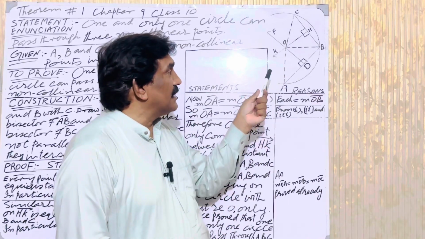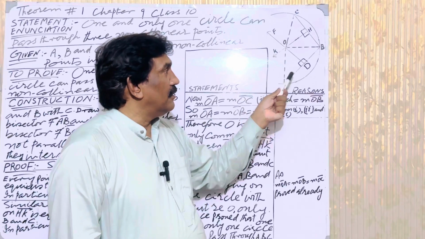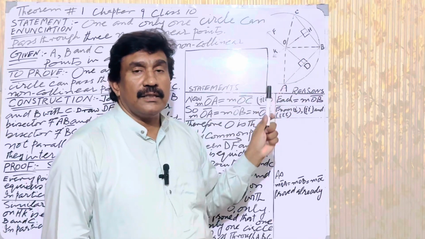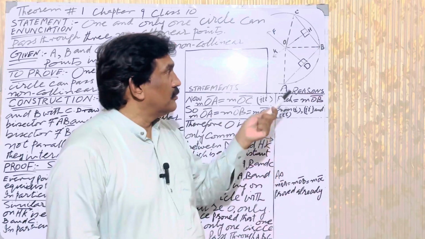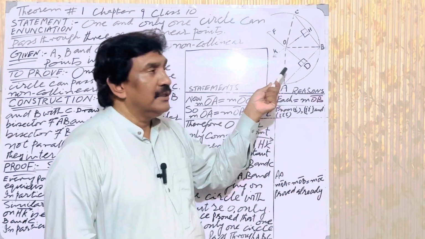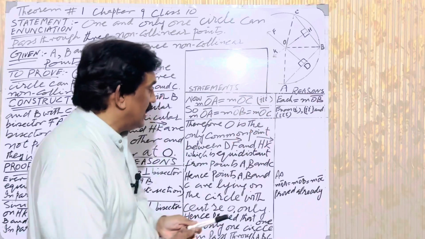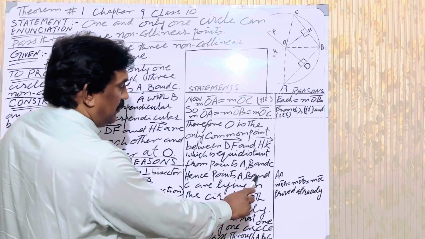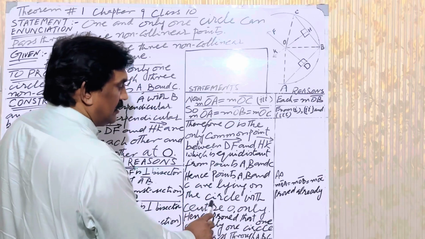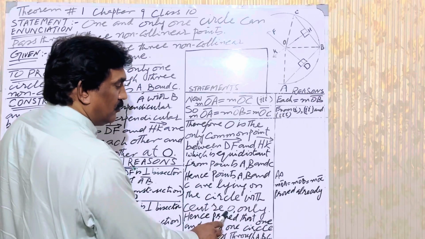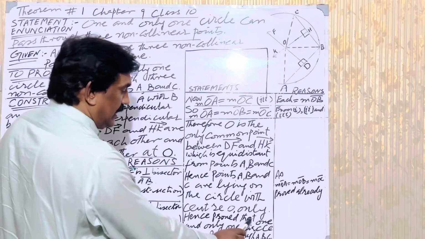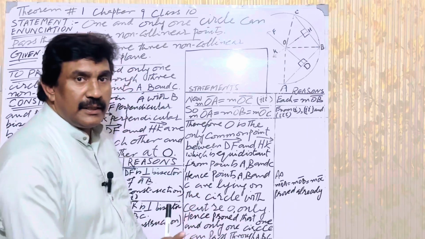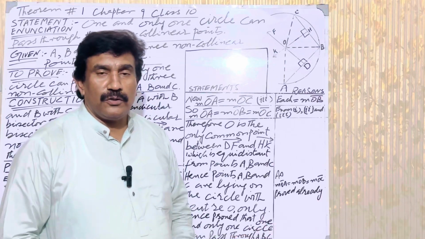So that is why we can say that OA, OB and OC are the radii of the same circle. So only one circle is possible, not any other. That is why I have written, hence points A, B and C are lying on the circle with center O only. Hence proved that one and only one circle can pass through these points. Got it? Any questions?